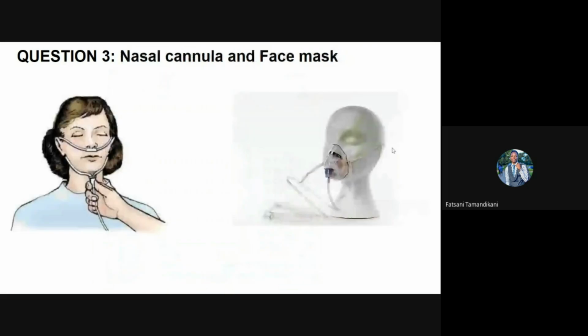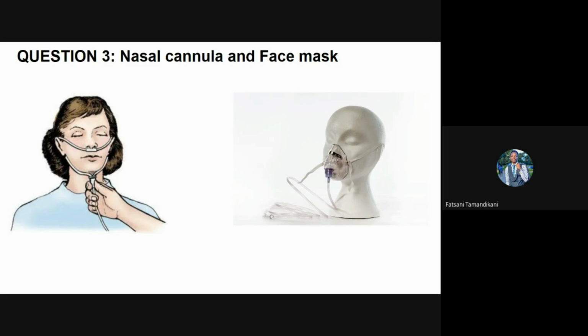Next, I'm going to explain about the nasal cannula and face mask. The nasal cannula and face mask are required by an oxygen concentrator because they enable the flow of oxygen from the concentrator to the patient. Nasal cannulas and masks come in handy and are used to deliver oxygen to hypoxic patients.